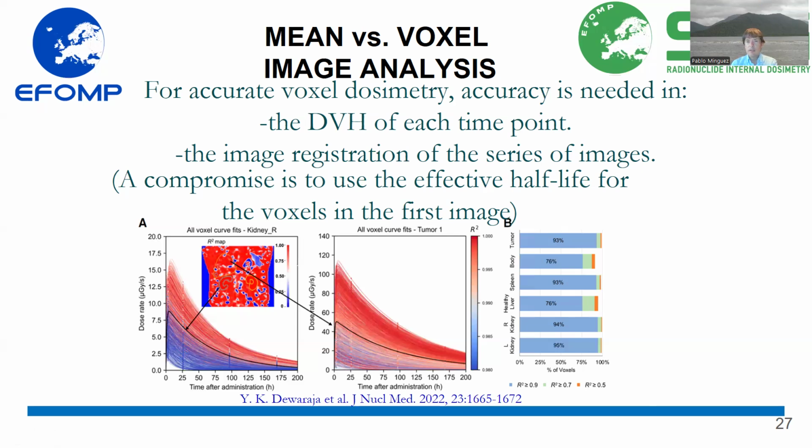So in summary, I would say that, of course, it is always possible to obtain a dose volume histogram, but we have to be careful about the interpretation of those dose volume histograms, because we could have voxels with activity in which in reality there is no activity. So always be careful about that.